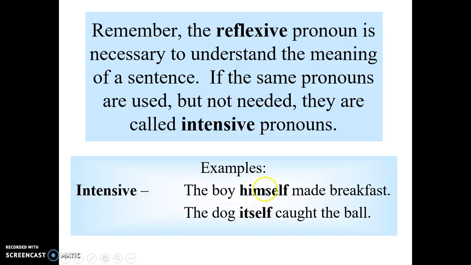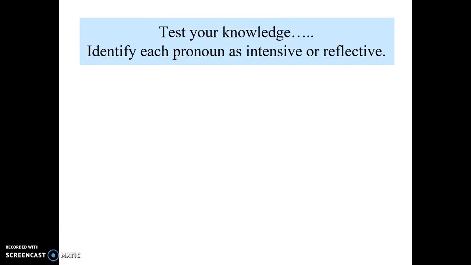A lot of times, intensive pronouns are found right next to their antecedent, like himself is right next to boy, and itself is right next to dog. That's not always the case, but it is the majority of times. So let's see what you guys do. Number the bottom part of your intensive flap, 1 through 5, and you just have to write I if you think it's intensive or R if you think it's reflexive.